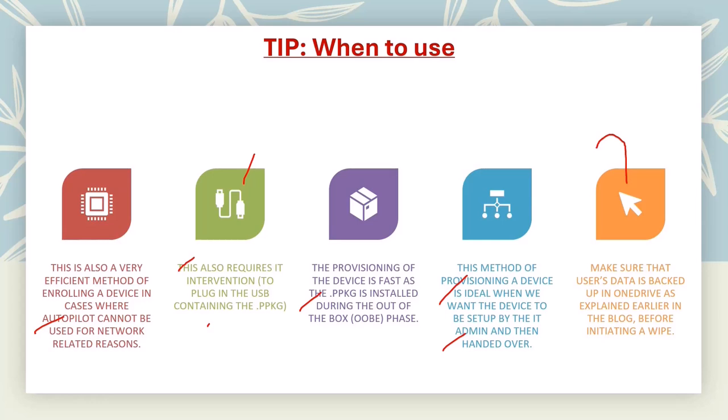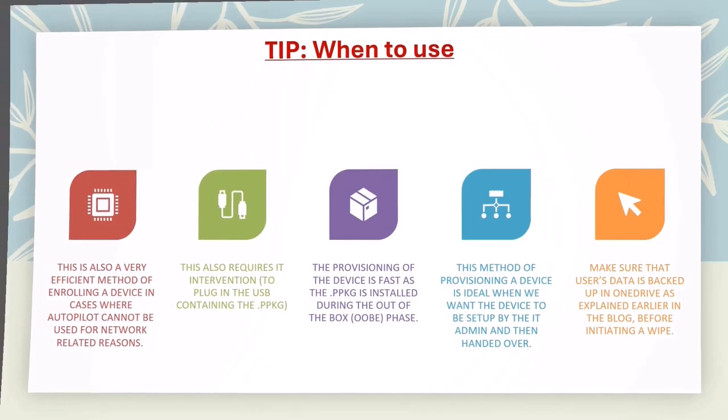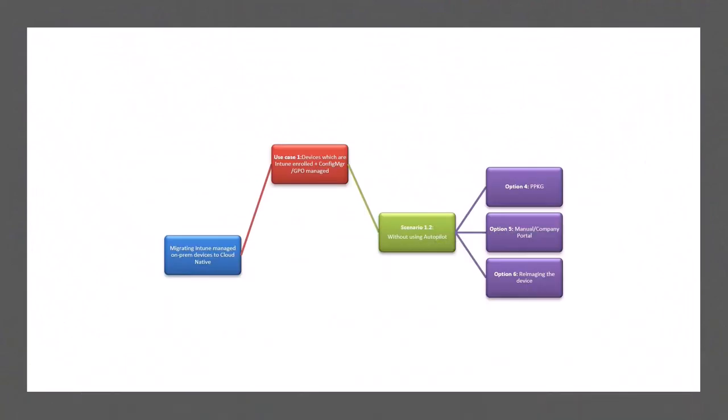Step number 4, the device will now be at the OOBE screen, insert the pen drive. The operating system is going to automatically detect the pen drive and the PPKG in that pen drive. It is going to install that PPKG. The device is now going to be automatically Azure AD joined and Intune enrolled. Hence, it's going to be cloud native. So these are the steps that we have to follow, and obviously, it goes without saying, backing up of users' data. That's very important. Okay, now let's take a look at the next one.